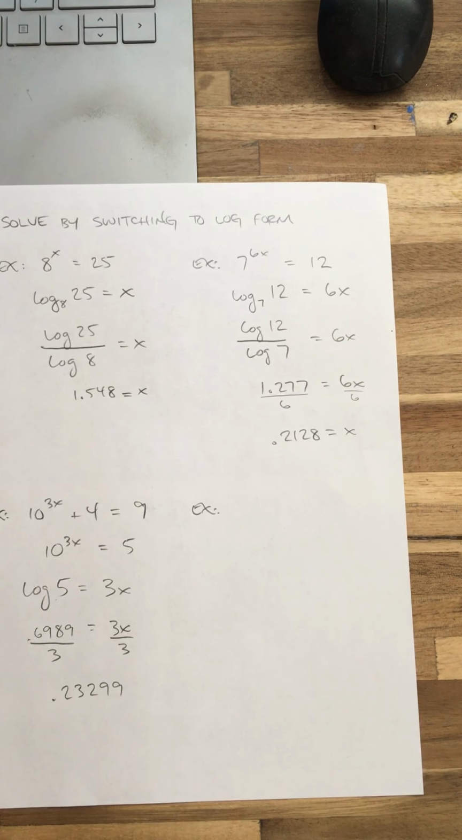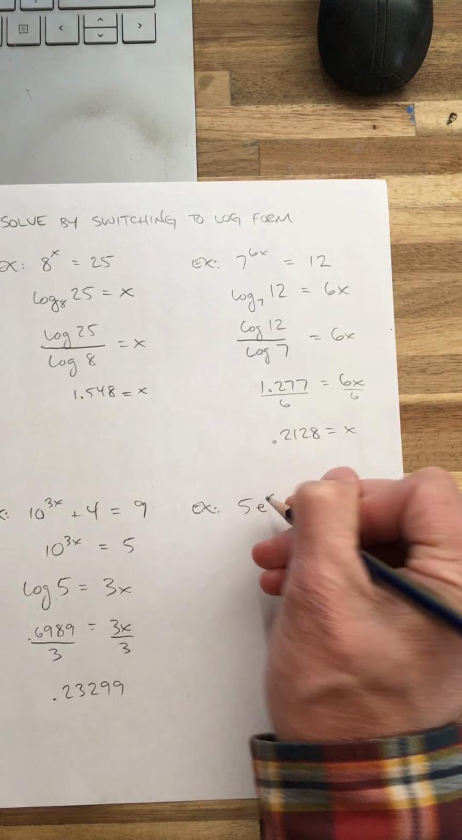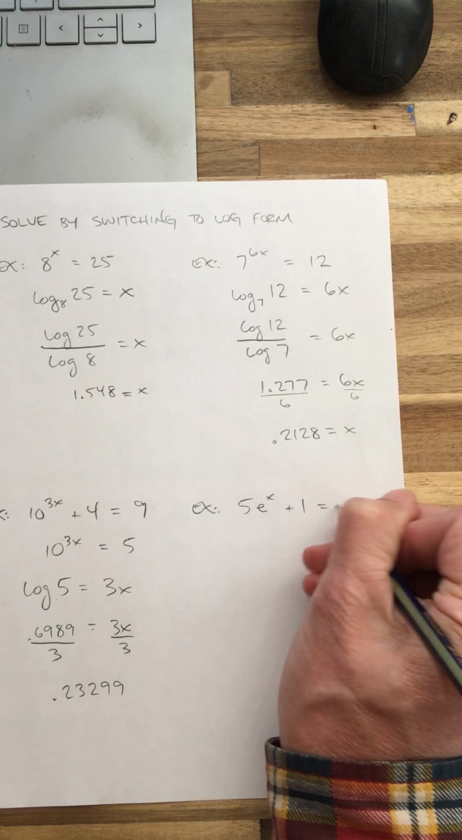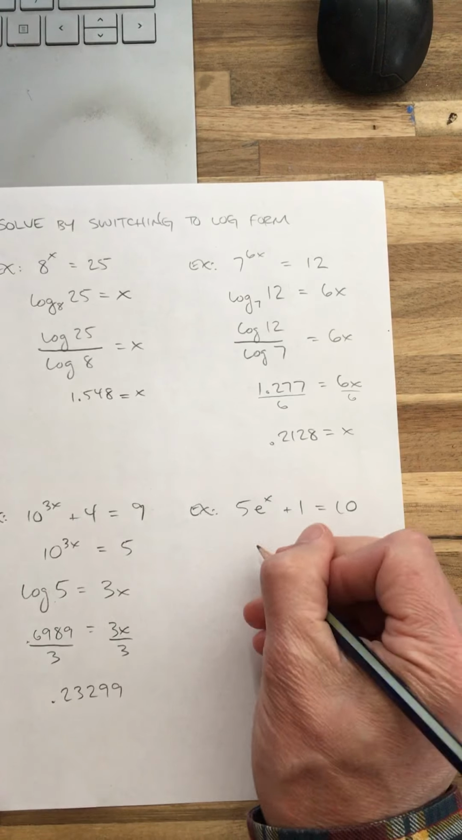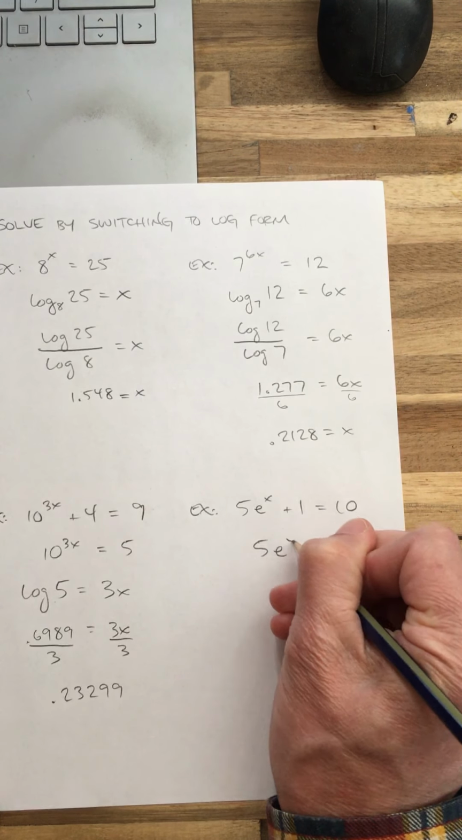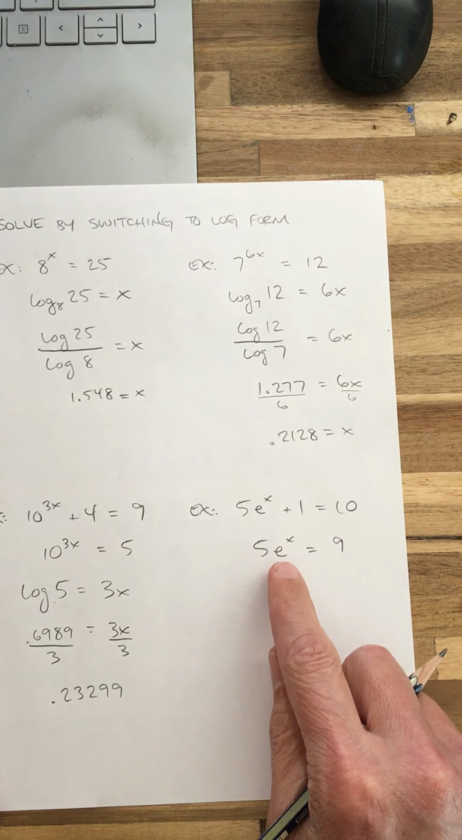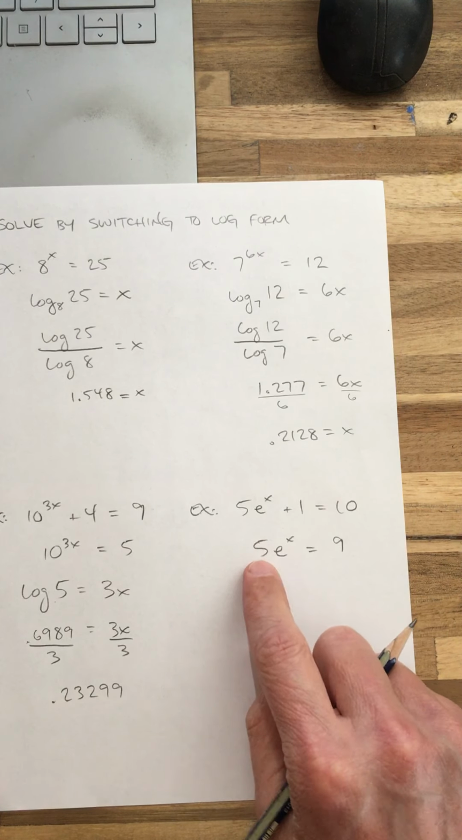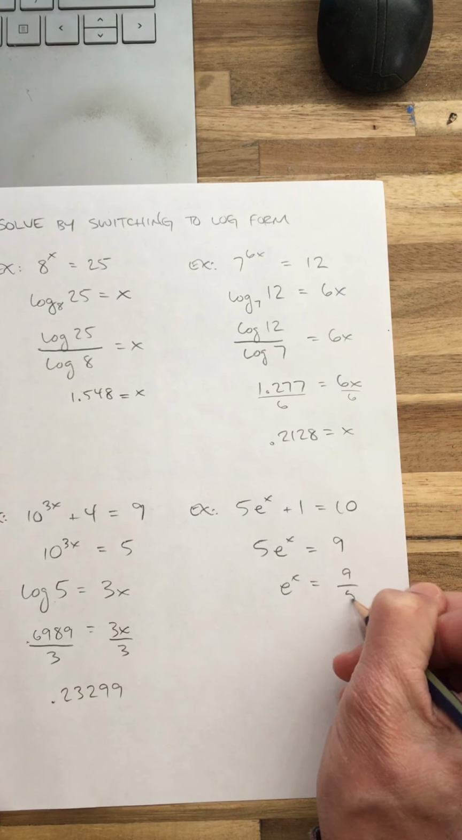All right, let's see. How about 5 times e to the x plus 1 equals 10. Okay? Again, move that 1 over. So we have 5 times e to the x equals 9. Okay? Get that e to the x by itself, so divide the 5 over. So e to the x equals 9 over 5.